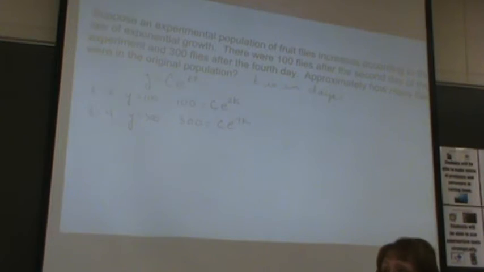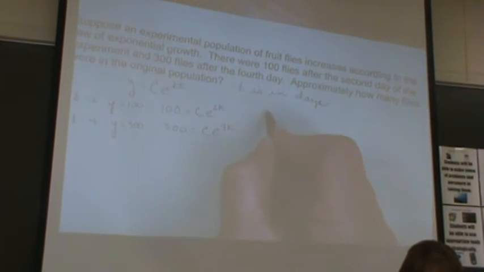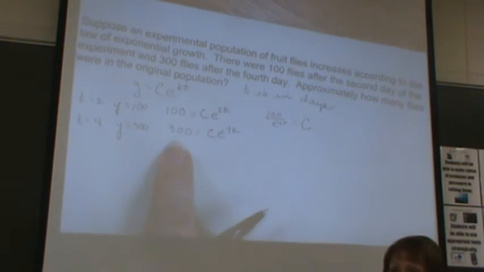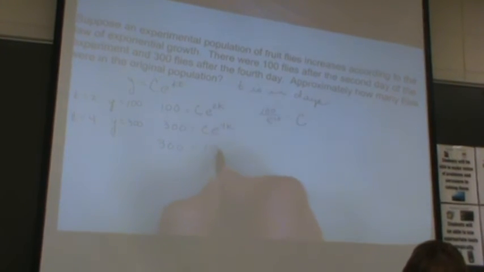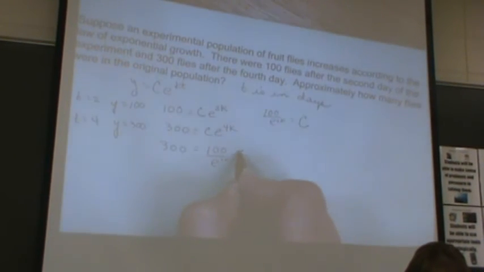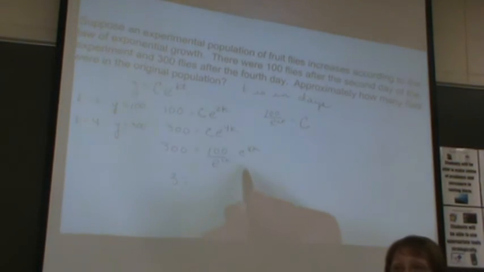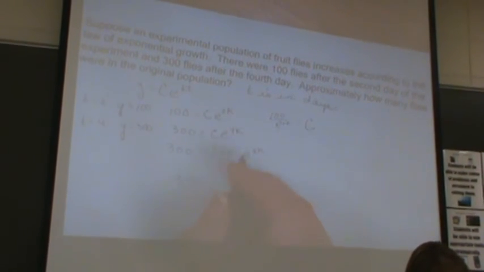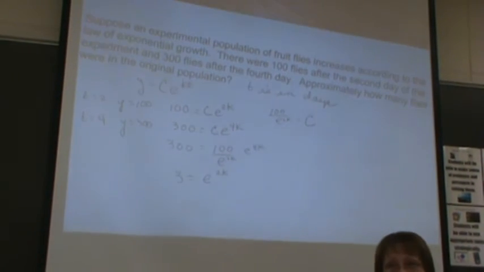So we essentially have two equations, two unknowns. We're going to need to solve this for a variable. So what I would do is take this top equation and solve it for c. So we have 100 over e to the 2k equals c, and substitute that into the other equation. So then we'll have 300 is equal to 100 over e to the 2k times e to the 4k. Divide each side by 100. 3 will equal, and if we have e to the 4k over e to the 2k, that's going to be what? E to the 2k.